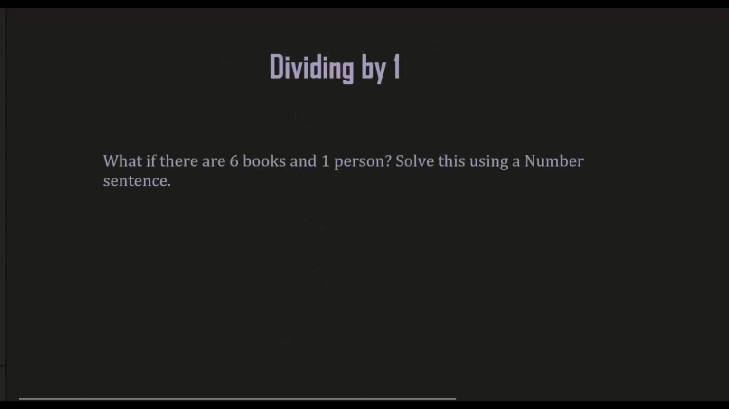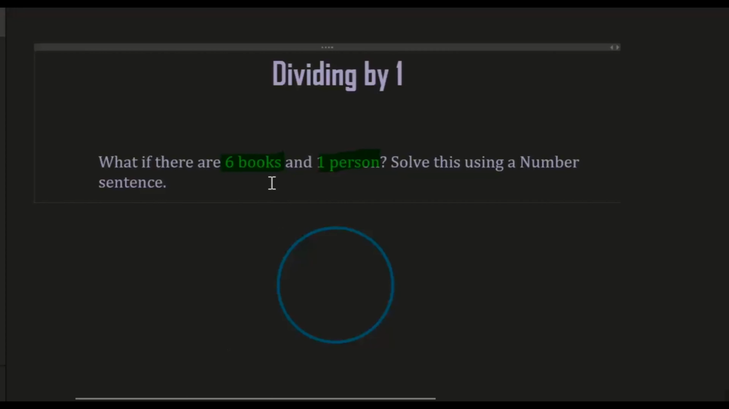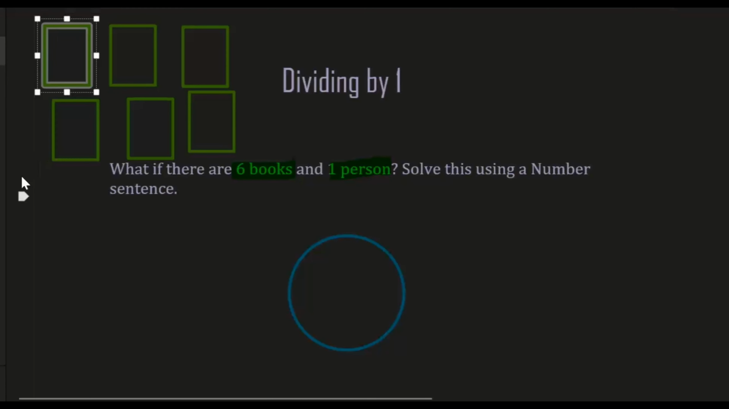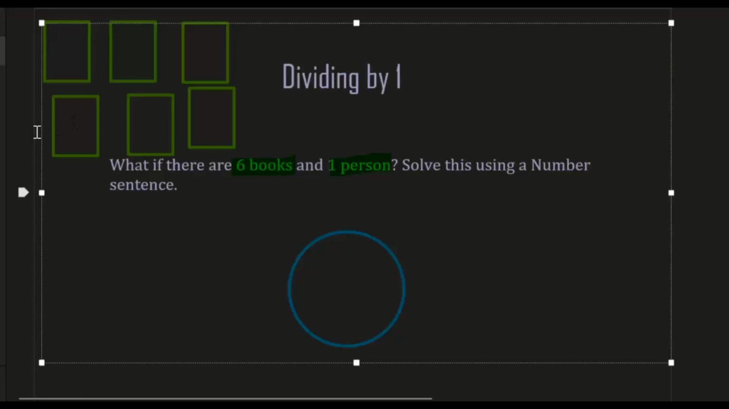Now let's move on to dividing by 1. What if there are 6 books and only 1 person? Solve this using a number sentence. Let's highlight 6 books and 1 person because that is how many books we have, and how many people we have. We only have 1 person, so let's go ahead and draw 1 circle. Now let's draw 6 rectangles representing the books. Now let's divide them equally.